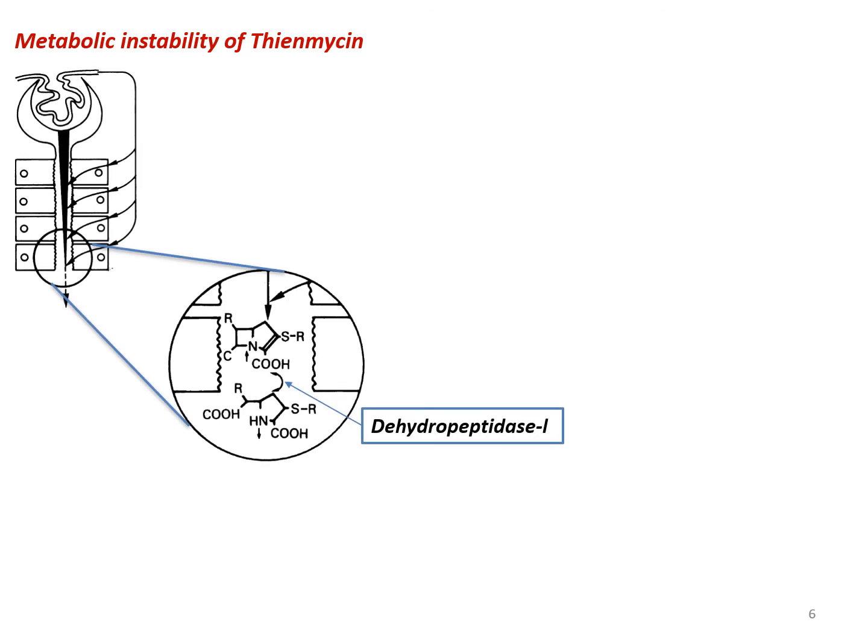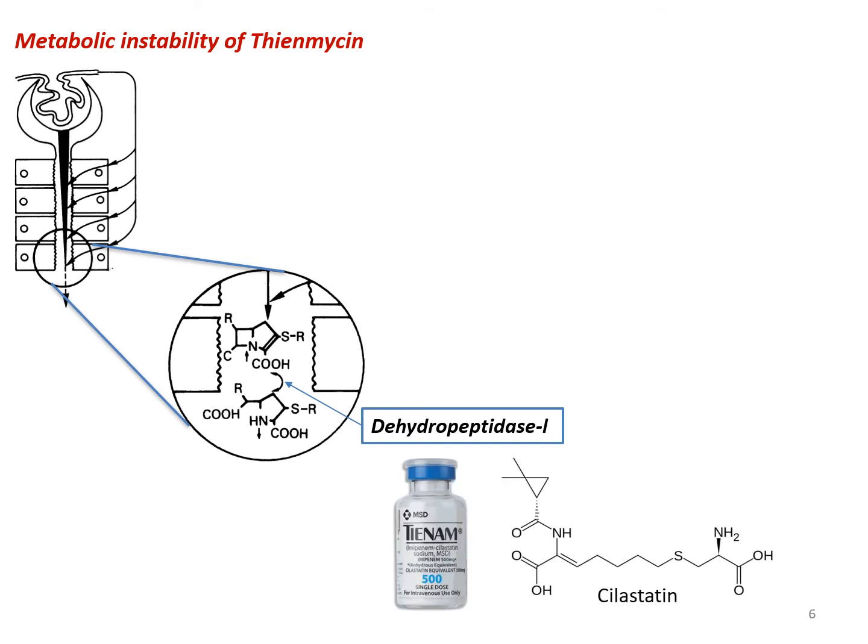The other issue that was also associated with thienamycin as well as imipenem is metabolic instability against dehydropeptidase 1. Dehydropeptidase 1 is an enzyme found in renal brush borders. It binds to thienamycin and imipenem, which are excreted by glomerular filtration and tubular secretion, breaking the beta-lactam, thus deactivating the drug and consequently leading to nephrotoxicity. This issue was primarily solved by co-administration of an inhibitor of this enzyme, which is cilastatin.